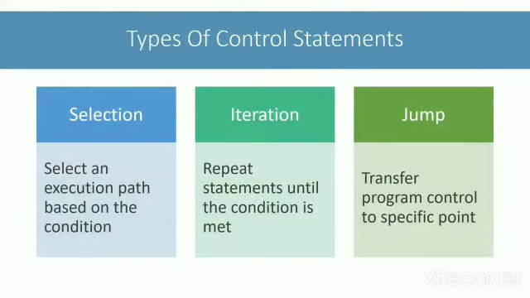In Java, control statements can be categorized in three categories: selection, iteration, and jump. We use selection statements to choose different paths of execution based upon the outcome of an expression or the state of a variable. We use iteration statements to execute a set of statements repeatedly until some end condition is met. Jump statements are used to transfer program control to specific points in the program. Let's look at each one of them in detail, starting with the selection statements.